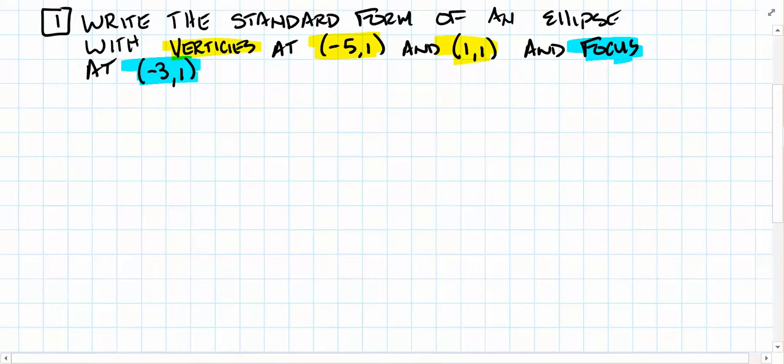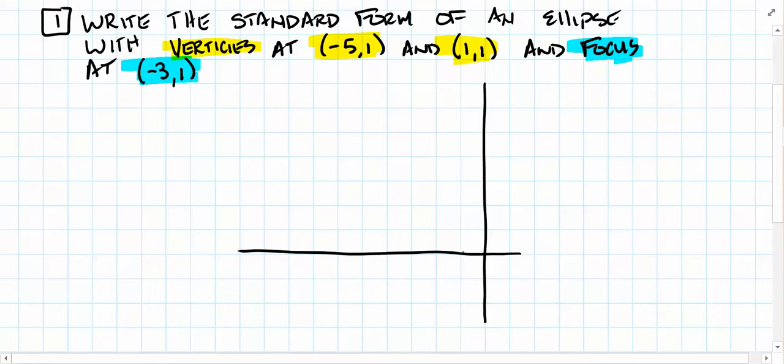Okay, I would highly suggest that you start by graphing this out. If we think about this, the vertices are -5, 1, and 1, 1. So that's mostly quadrant number 2. Let's see here, -5, 1. So 1, 2, 3, 4, 5, 1. So this is one vertex. And the other vertex is at 1, 1. So here's the other vertex over here.